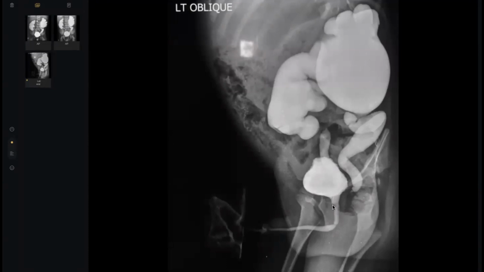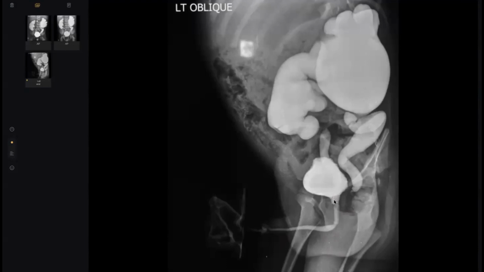Are you sure? I need to look at the other images because I am suspecting strictures right over here in the membranous urethra and also one at the anterior urethra. By the way, this is not a posterior urethral valve. Why? If this were a posterior urethral valve, you should see significant dilatation of the posterior urethra.